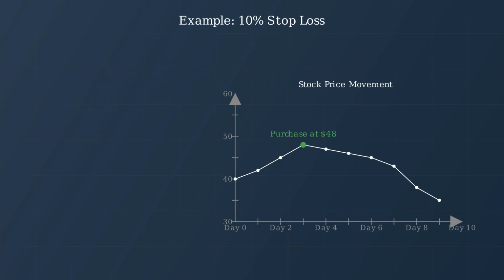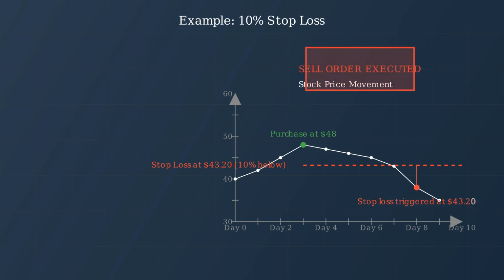Let's look at an example of a percentage-based stop-loss. Here we purchase the stock at $48 on day 3. We set our stop-loss at 10% below the purchase price, which is $43.20. As the price continues to fall, it eventually crosses our stop-loss level on day 7. At this point, the stop-loss is triggered, automatically executing a sell order to limit our losses.